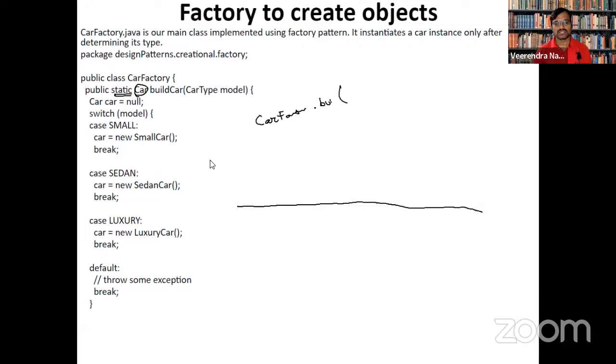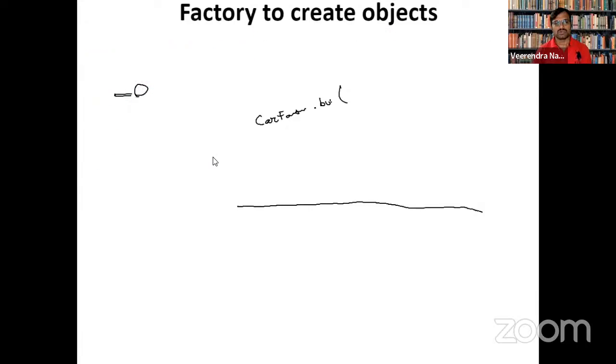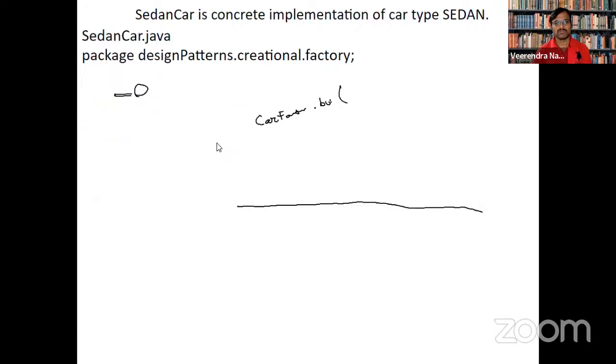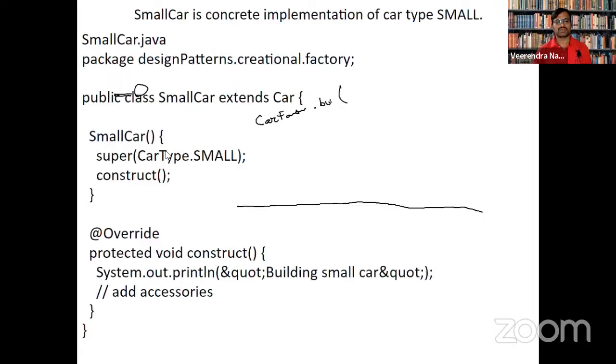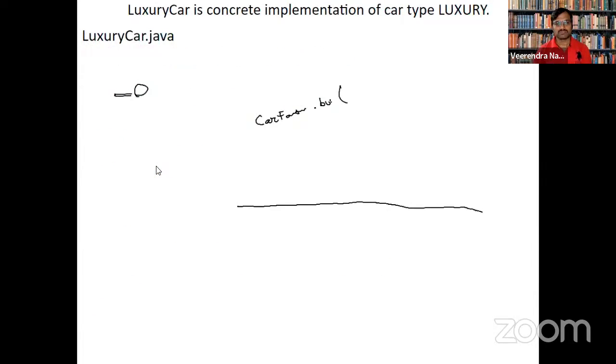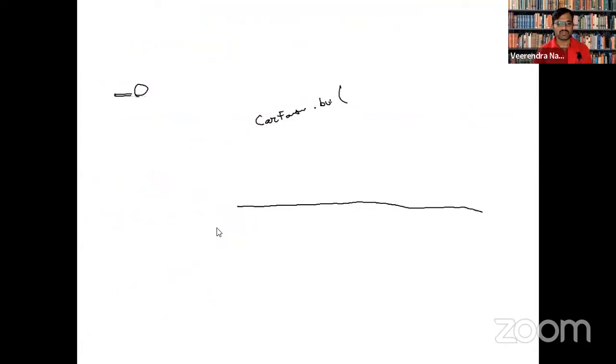When small is selected, the small car is called. You are going to make a call to this particular class. And where is the call being made? The call is being made to the super class. Who is the super class? The super class is nothing but our Car class. Here the things are coming, and then arrange parts and everything will be called automatically.